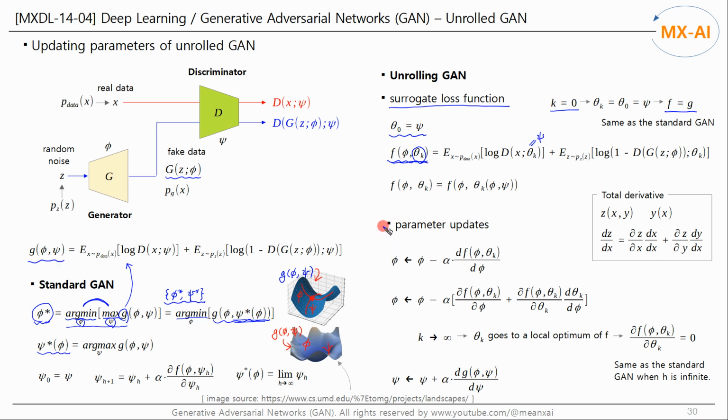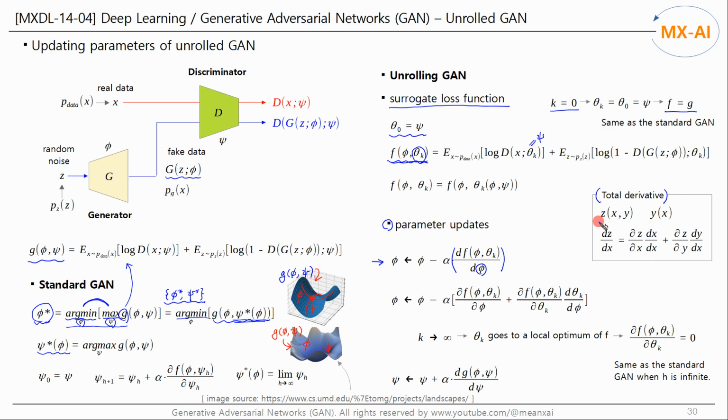Next, let's look at how the parameters of the generator are mathematically updated using the surrogate loss F. The generator is updated via gradient descent as follows. Here we use the total derivative of F with respect to phi. Let's take a quick look at the total derivative.